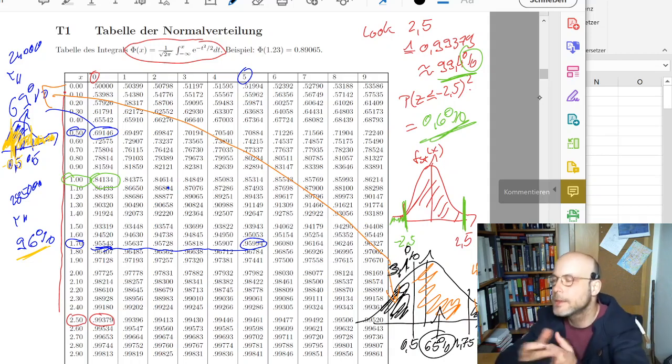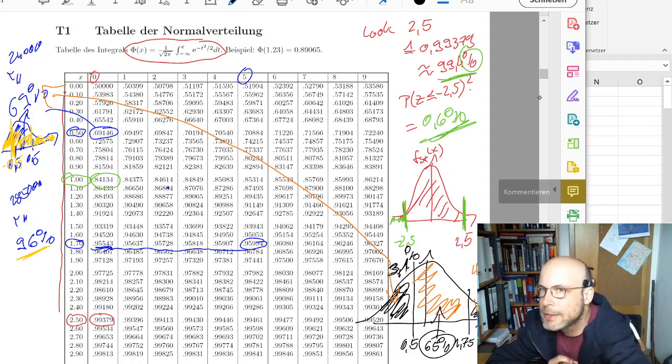And this, yeah, one really has to practice if one is doing statistics. That is not really complicated, but you are not doing this every day, so you really have to practice it.